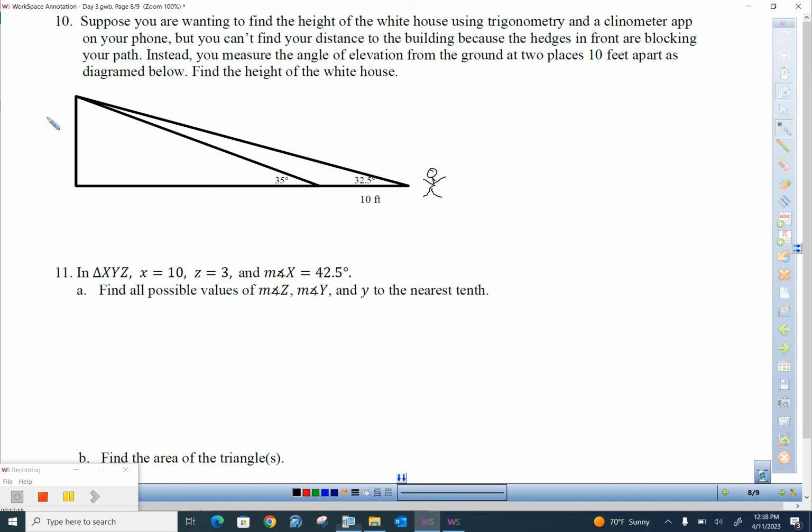and this is the White House, but there are hedges in the way where you can't literally get a tape measure and measure out the whole way. So instead, what they have going on here is you're going to measure the angle using your phone app twice, and you're going to measure a distance just 10 feet apart. That's way more reasonable, rather than potentially hundreds of feet. So with that in mind, we're given just this information to solve for the height of this White House.